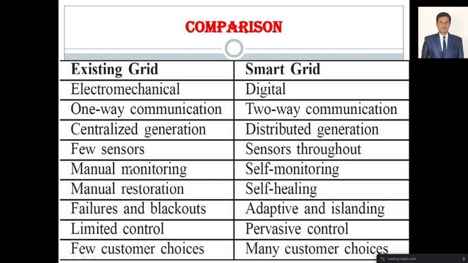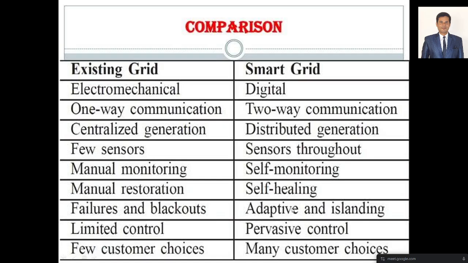But here, if a fault occurs, restoration will take a long time and it also has to be monitored manually. You have to go and check where the fault is. So that becomes very difficult in the existing grid, that is the conventional grid, right? Here we have only limited controls. We cannot control everything. So here failure is more in the power system, and blackouts. Blackout means complete power failure, where there is no power. So we call it a blackout.